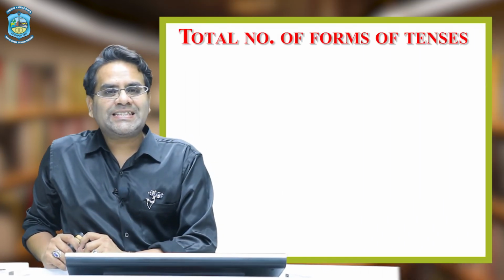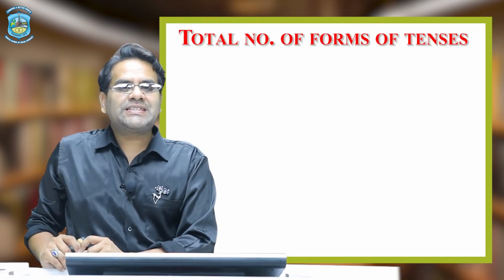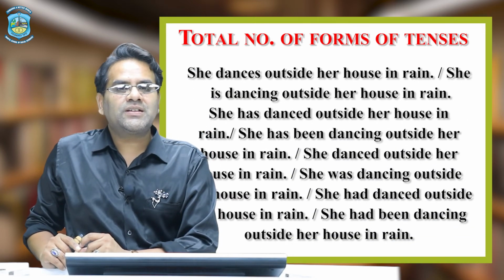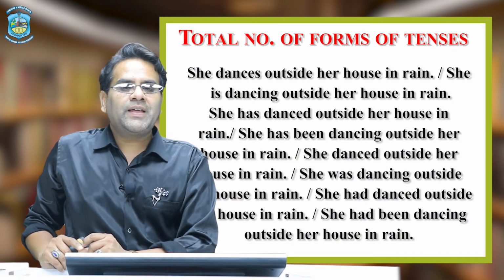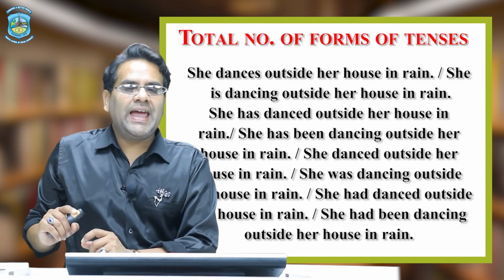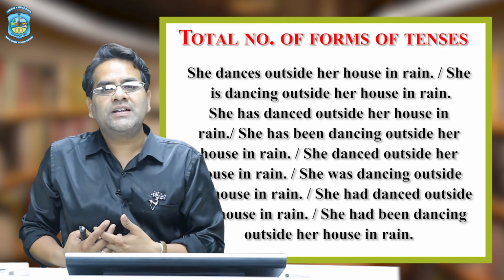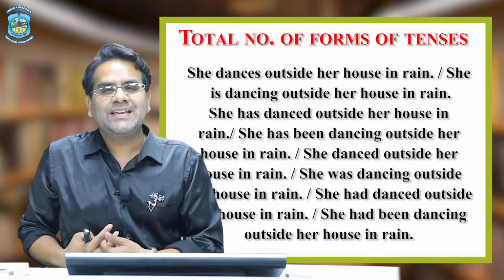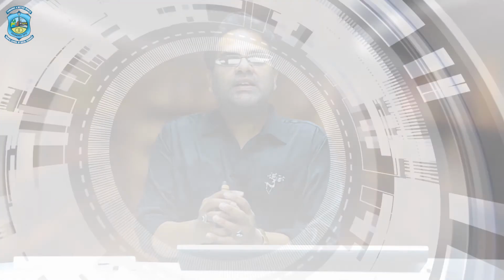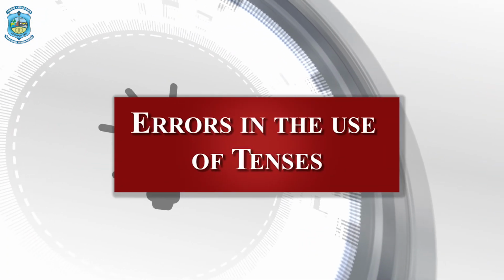You can clearly see through this slide, as the statement says, she dances outside her house in rain. Now, by the time you reach the end of this slide, you'll be able to witness how these 12 forms are completed so easily and so carefully. This is an extremely important slide of the day, in which I've included the major errors in the use of tenses made by non-native speakers like us in India.